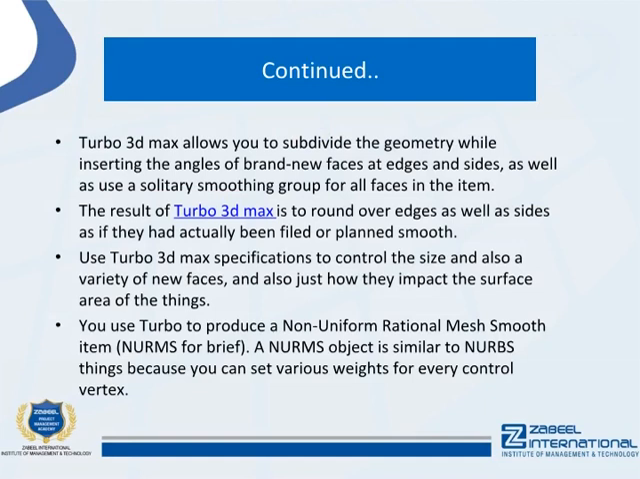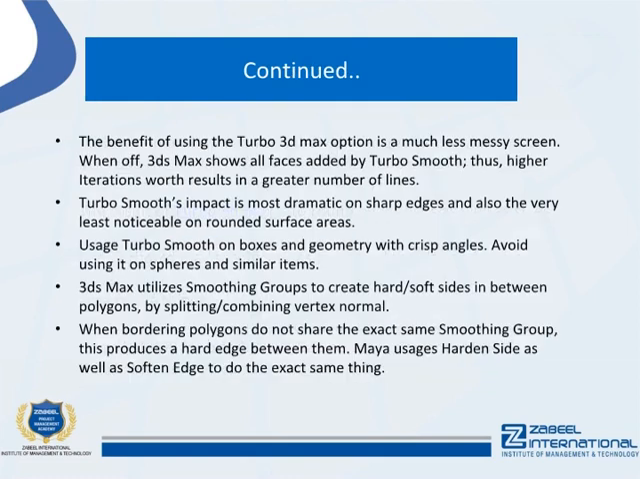Use Turbo Smooth parameters to control the size and number of new faces, and how they affect the surface of the object. You use Turbo to produce a non-uniform rational mesh smooth object, NURMS for short. A NURMS object is similar to a NURBS object because you can set different weights for each control vertex. The benefit of using the Turbo Smooth option is a much less cluttered display.